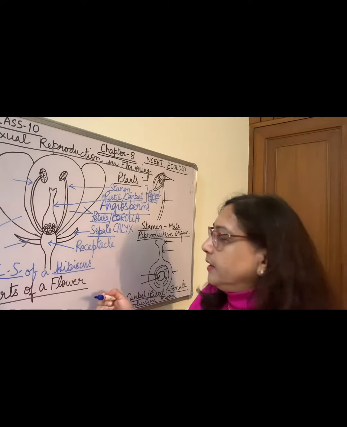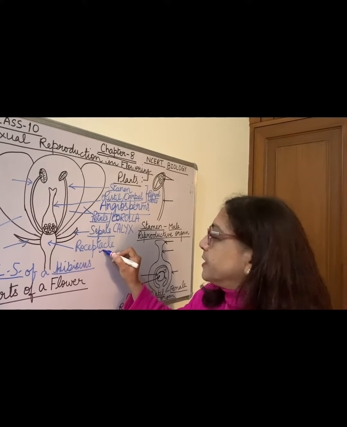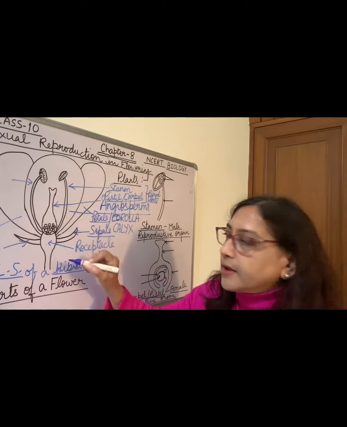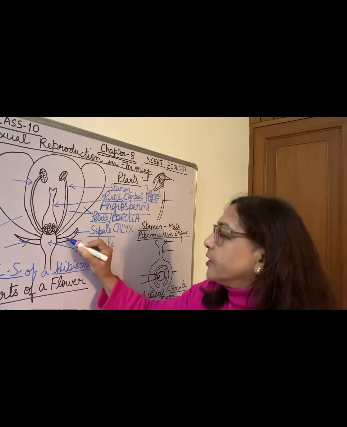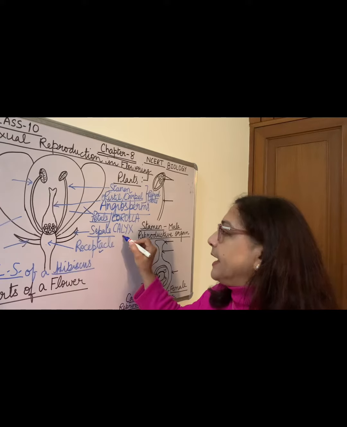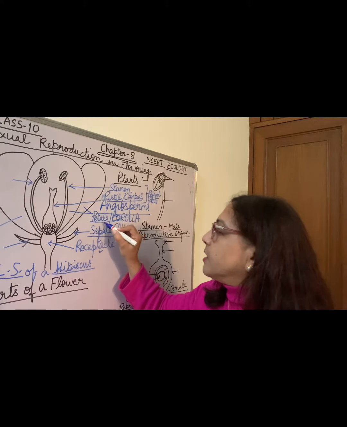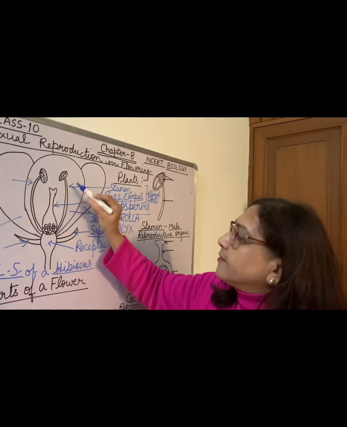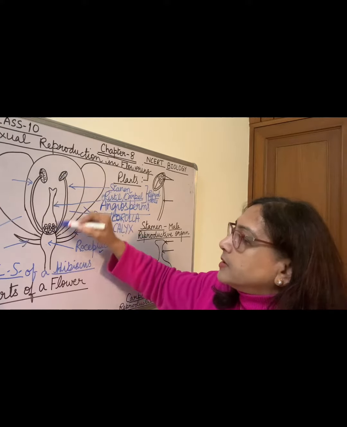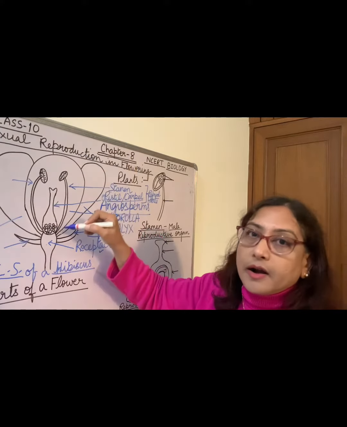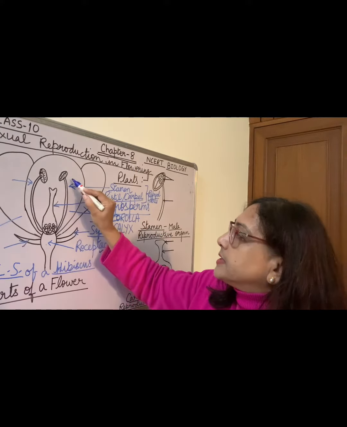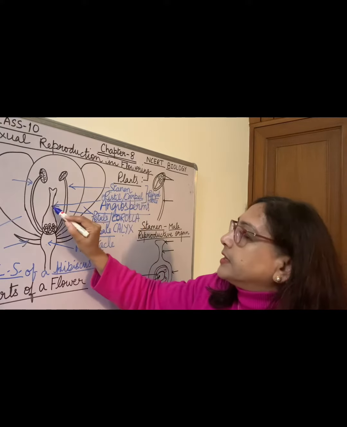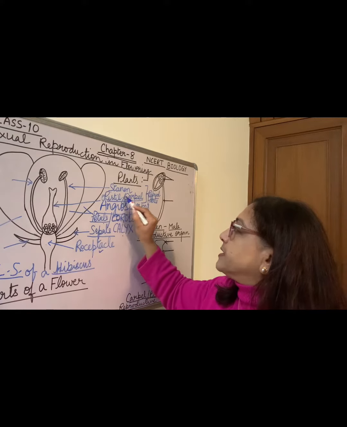I'm repeating it again. We have the receptacle, which is the swollen base of the flower to which all the parts are attached. Then we have the ring of sepals, which is known as calyx. Then we have the ring of colored petals, which is known as the corolla. Then we have the reproductive organs in the center of the flower. This is the male reproductive organ, the stamen, and this is the female reproductive organ, the pistil or the carpel.